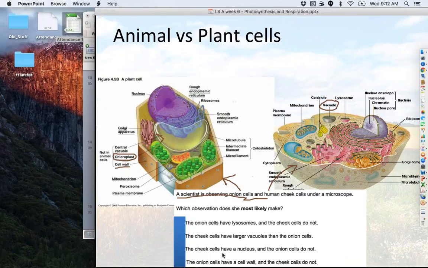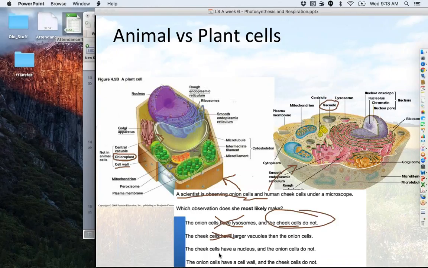Jack says D. So cheek cells have larger vacuoles, but if a cheek is an animal cell, we know it has a smaller vacuole, or should, right? So we know that can't be it. And onion cells have lysosomes, but cheek cells do not. Well, we know that all animal cells have lysosomes, but some plant cells don't. So that would be kind of backwards. It could possibly work if that was backwards, but it's not. So onion cells might not have lysosomes. Cheek cells always would. So that's the part that is not going to be right.